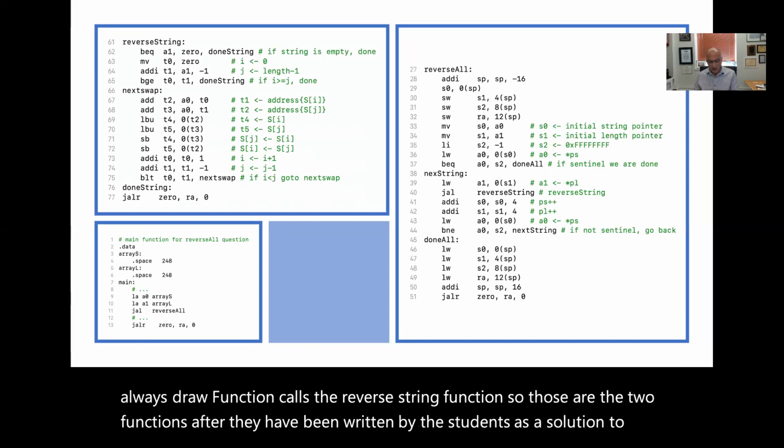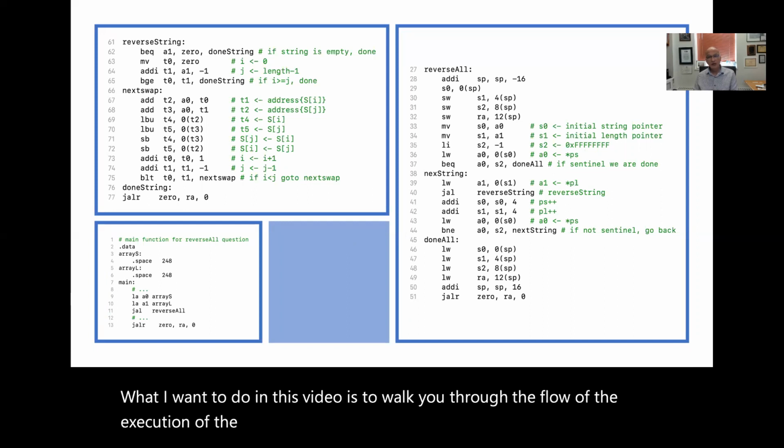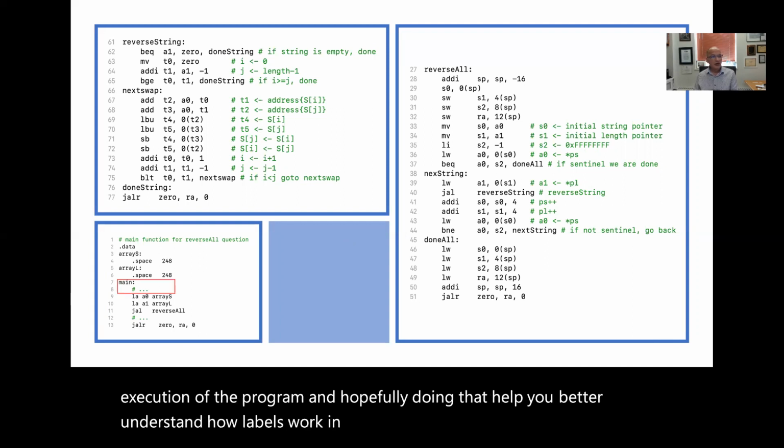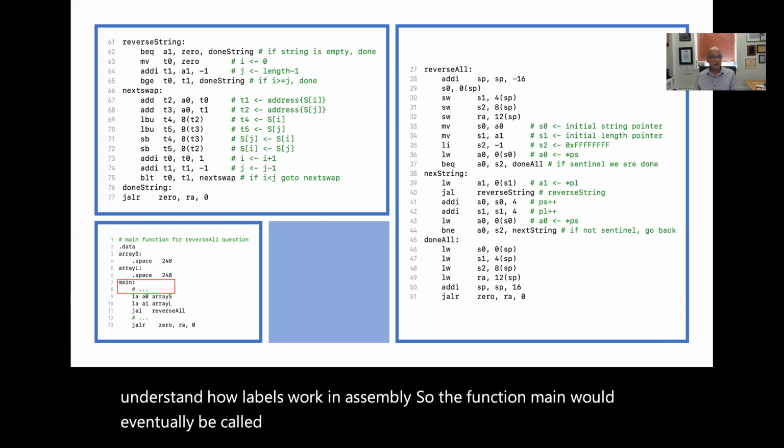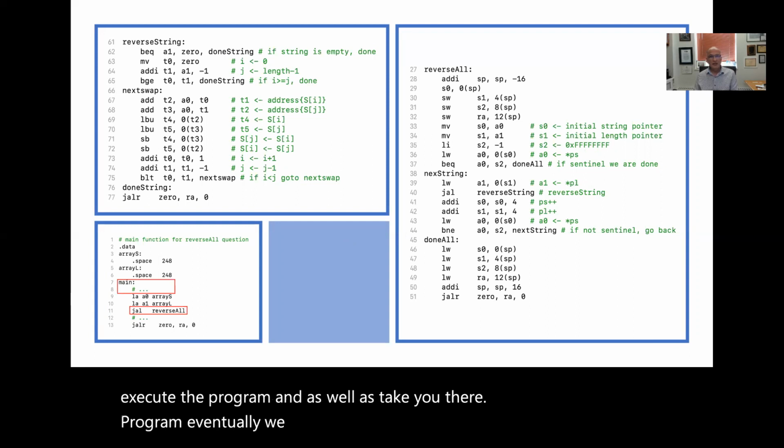What I want to do in this video is to walk you through the flow of the execution of the program, and hopefully doing that helps you better understand how labels work in assembly. So the function main would eventually be called by the simulator that's executing this program, or in a real machine, the operating system would be jumping to the label main to execute the program. And as we execute the program, eventually we get to line 11. Line 11 has a jump and link instruction.